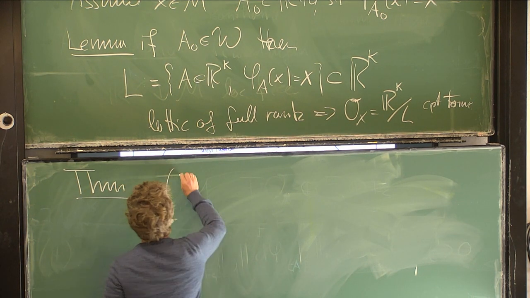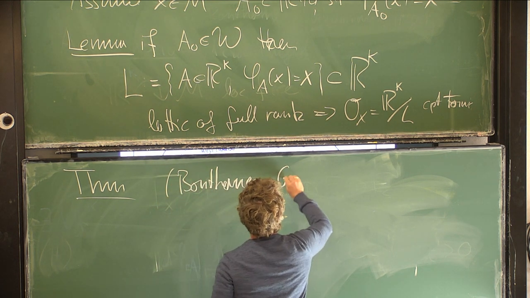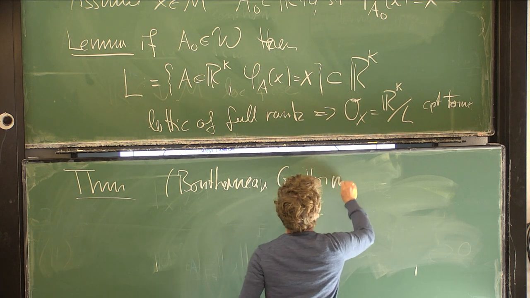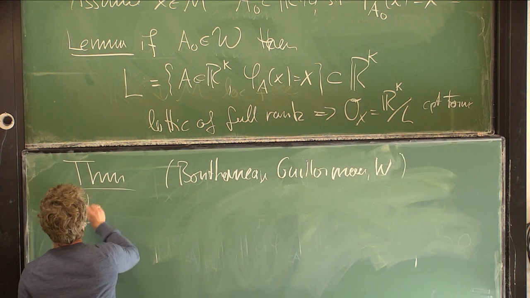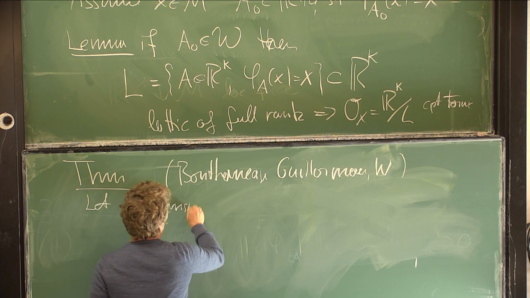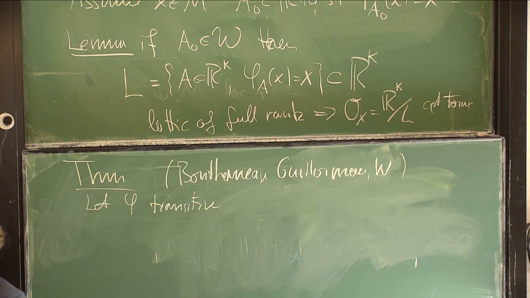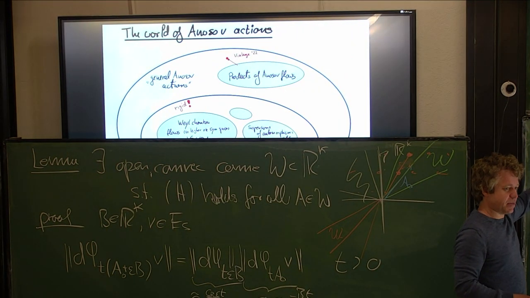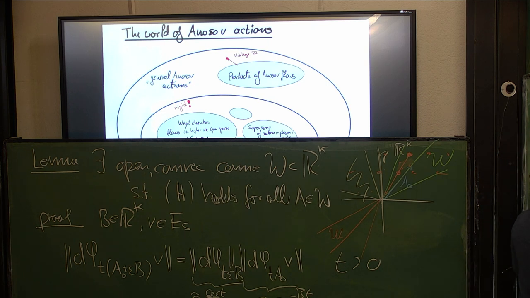Theorem. This is joint work with Monod and Guillarmou. For simplicity, I will assume that phi is transitive. There is at least one orbit, really a multidimensional orbit, not a one-dimensional orbit, that is dense. We also have results in the non-transitive case, but it becomes much more complicated to formulate. You can look this up in the paper. So, what is the statement?